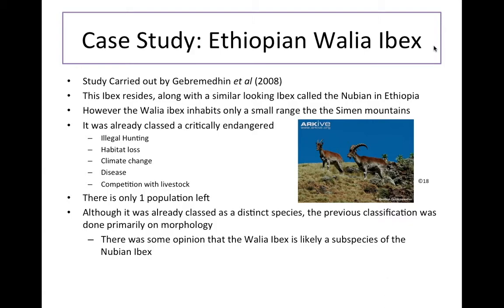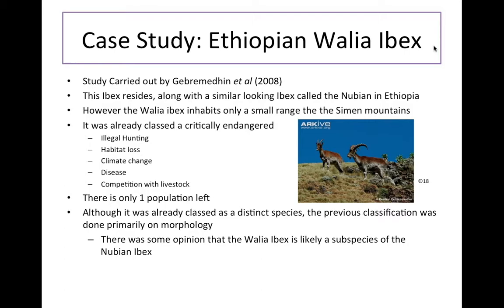So the ibex resides along with a similar looking ibex called the Nubian ibex in Ethiopia. However, the warrior ibex inhabits only a small range in the Simon Mountains. It is already classed as critically endangered due to illegal hunting, habitat loss, climate change, disease and competition with livestock. Now there is only one population left, which, if you think about your genetic diversity, is not very future-proofed at all.